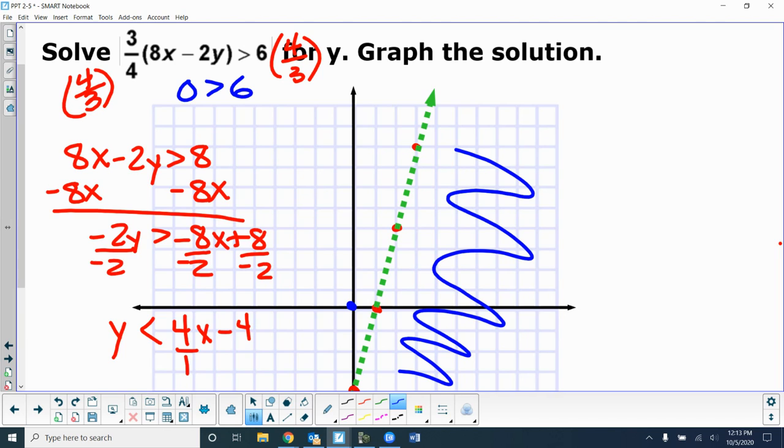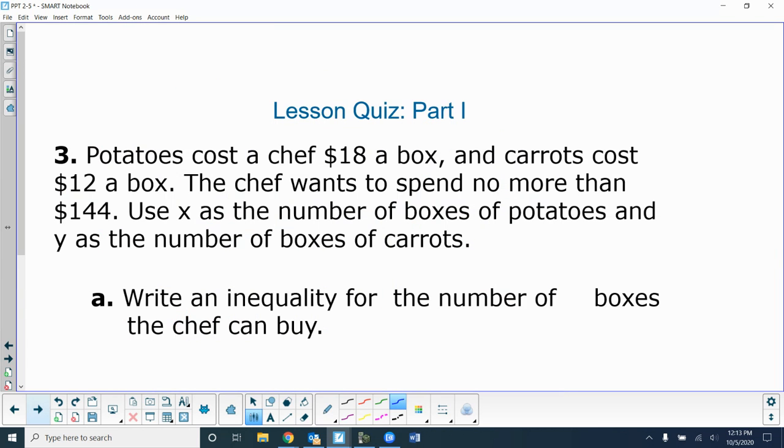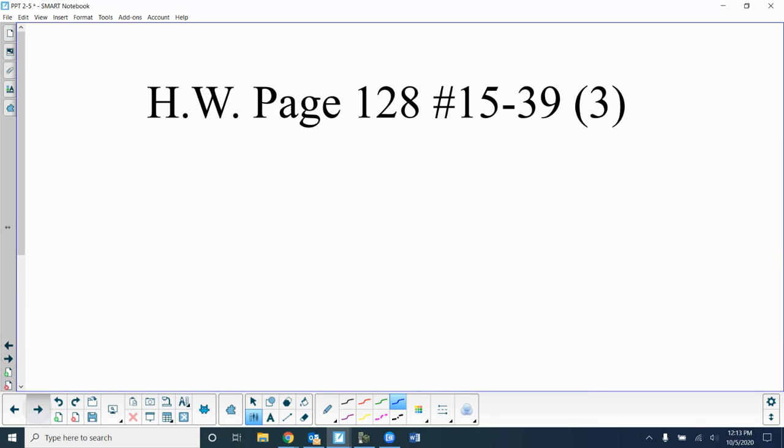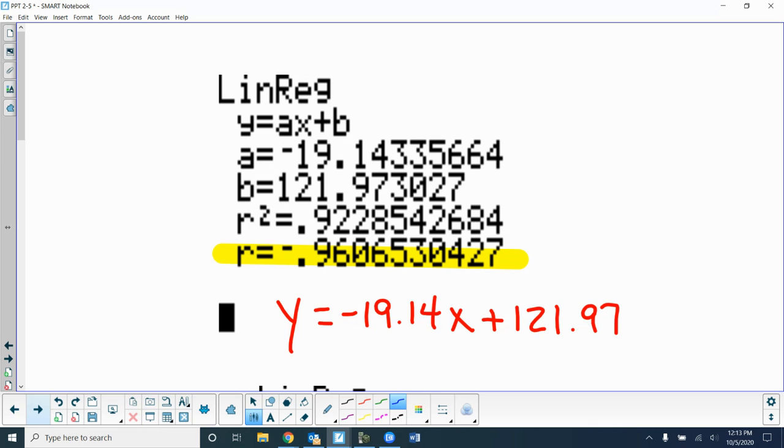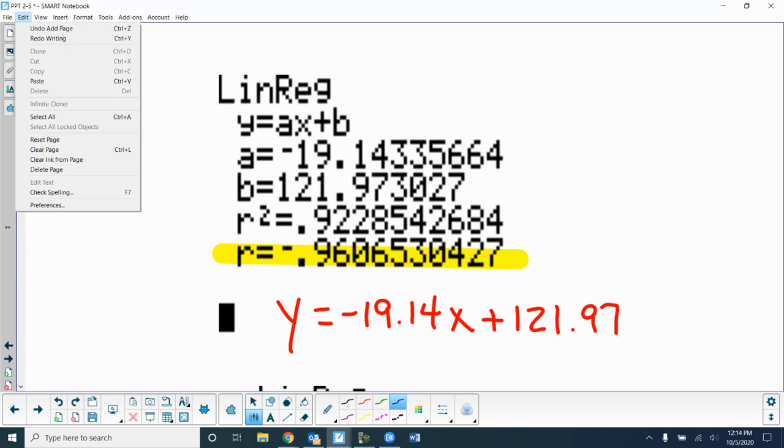Okay, the homework we had. I'm going to show you on the calculator again. I'm not worried about you being able to make a scatter plot for it. Okay? I already got this. The answers are still on there. Just get rid of them.